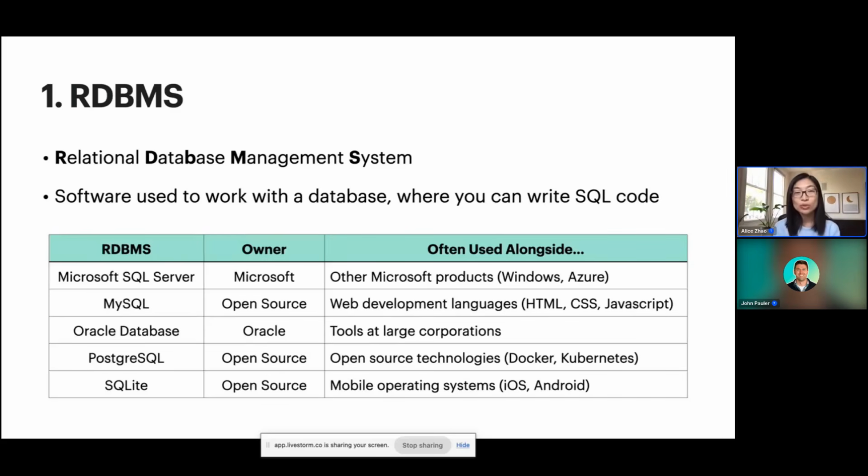These are 5 really common ones, and you'll see 3 out of 5 of them are open source, and then 2 of them are owned by companies, and then you have to pay to use them. And the reason for that is because they often come with a lot more features that are useful for big companies. But you'll see here that some software like MySQL is often used with web development languages. Postgres is often used by data scientists and machine learning engineers, and SQLite is really easy to use, and that's the one that stores your messages data.